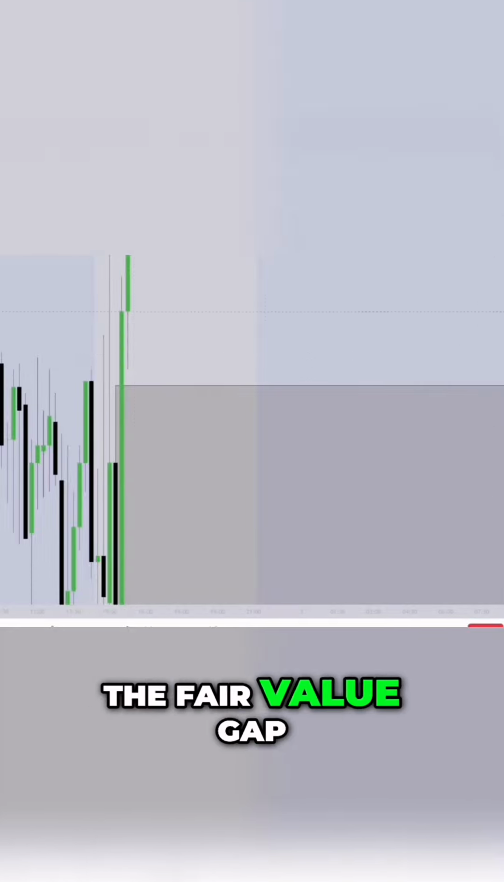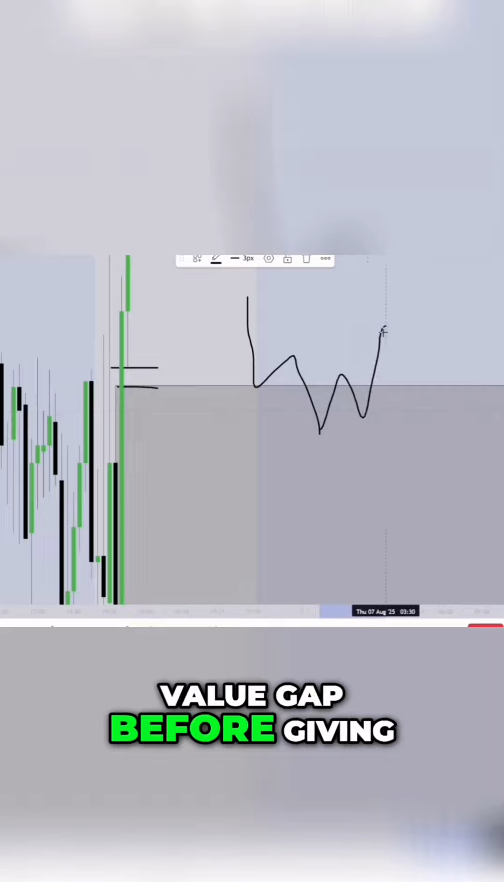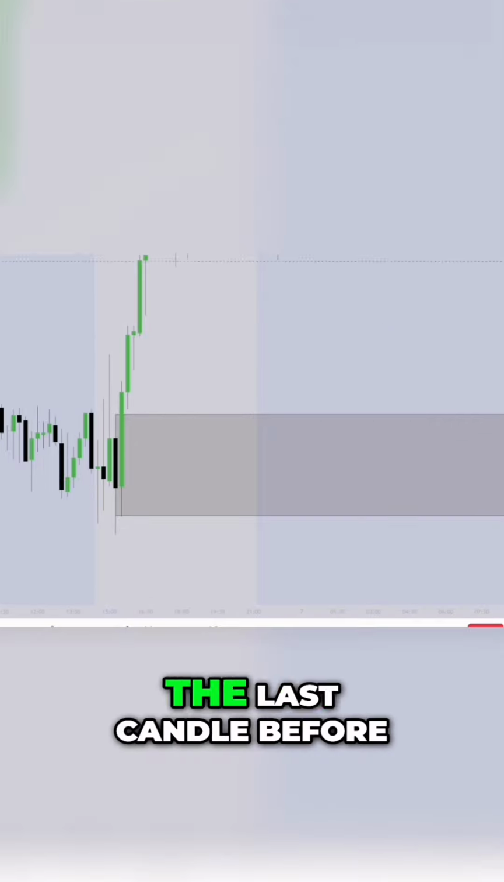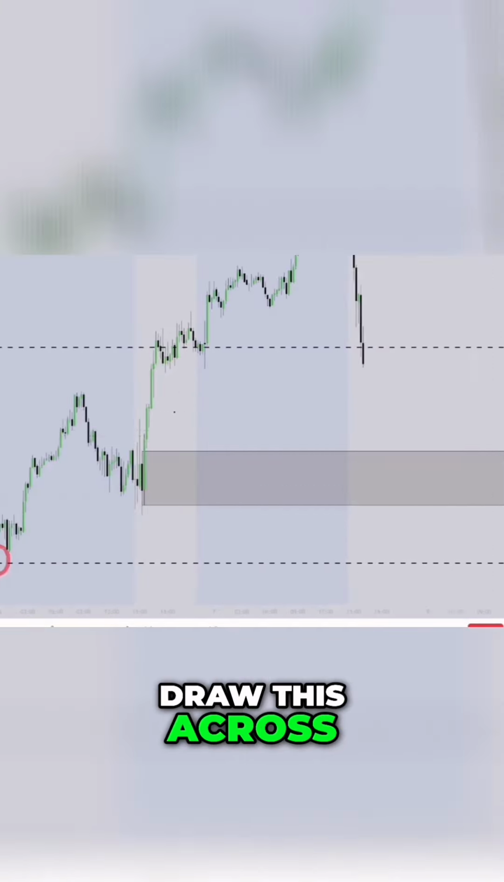So why do I mark out the candle before the fair value gap? The reason I do that is because I would like to see price come into the POI, filling the entire fair value gap before giving us any reversal. That is the reason why. So my POI is always the last candle before the fair value gap. I just want traders to understand that. Once we have that in place, we just draw this across and we wait.